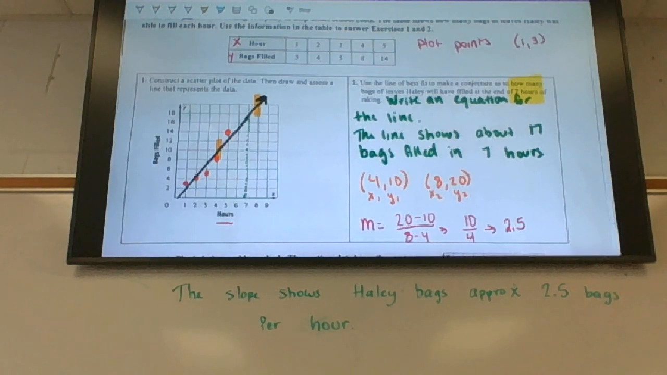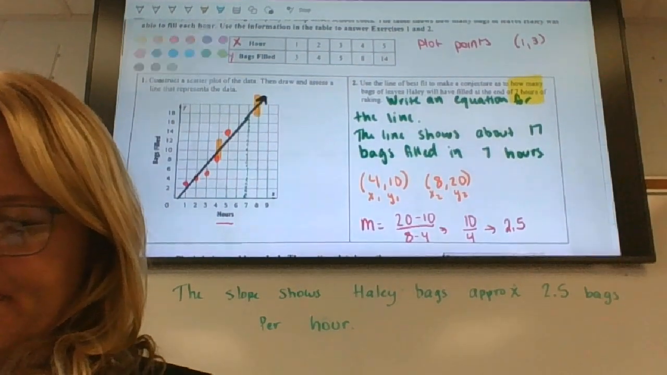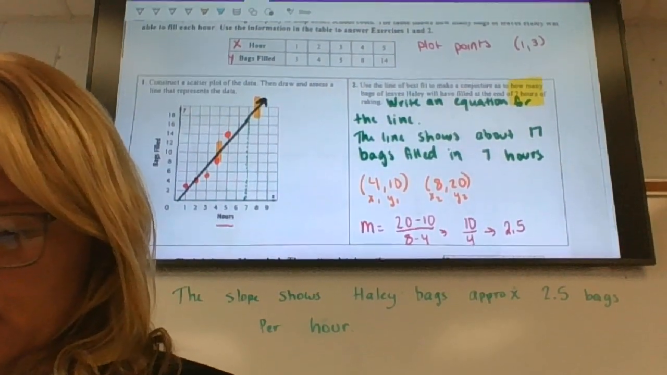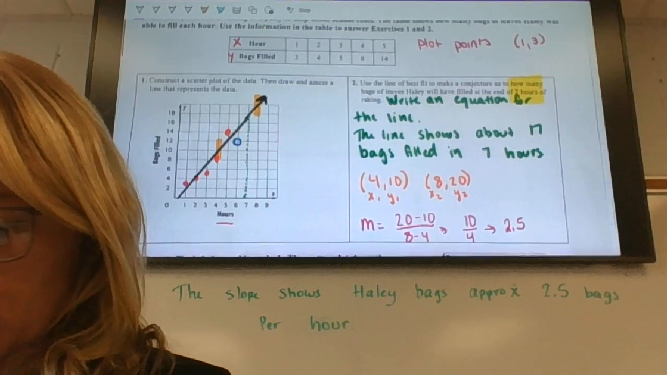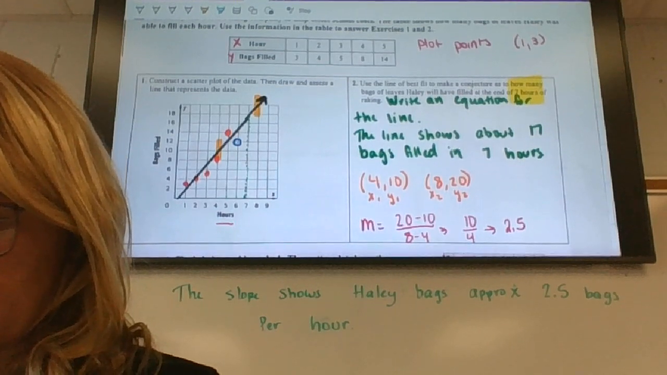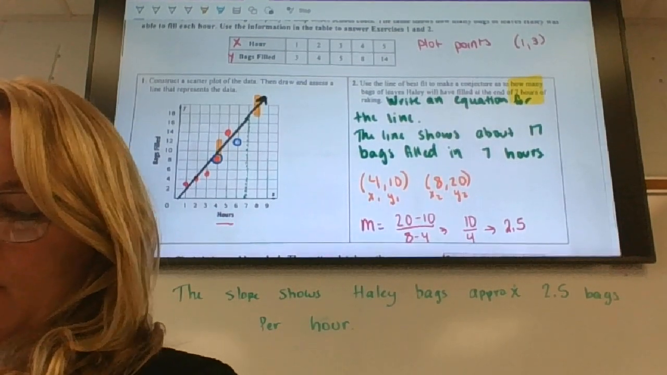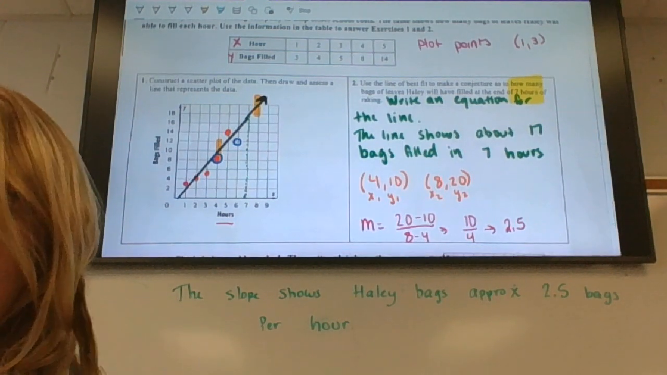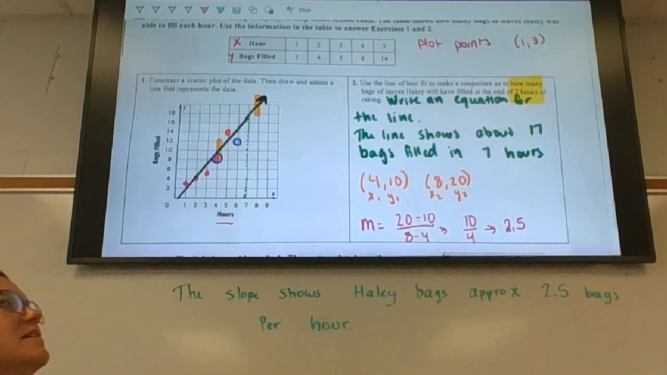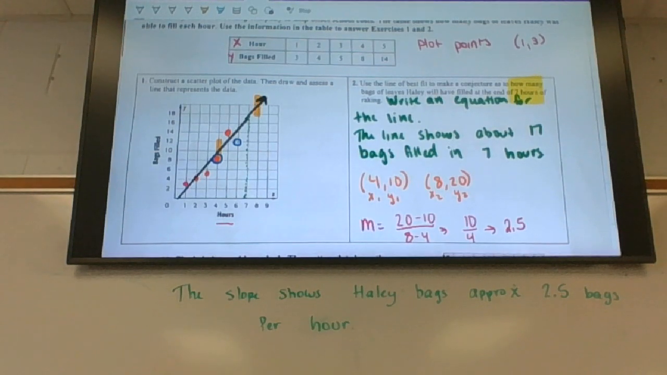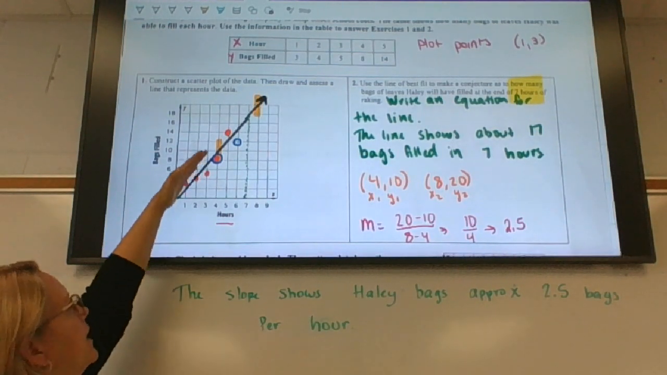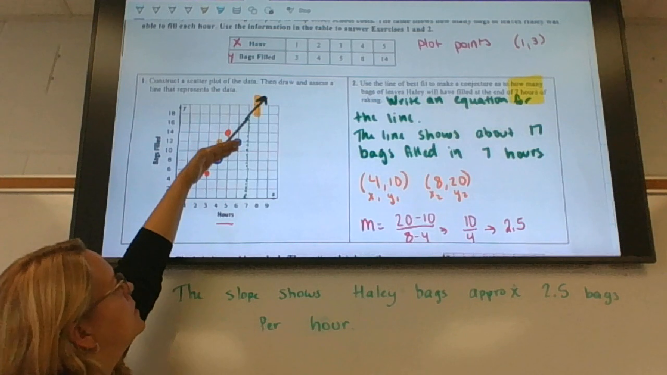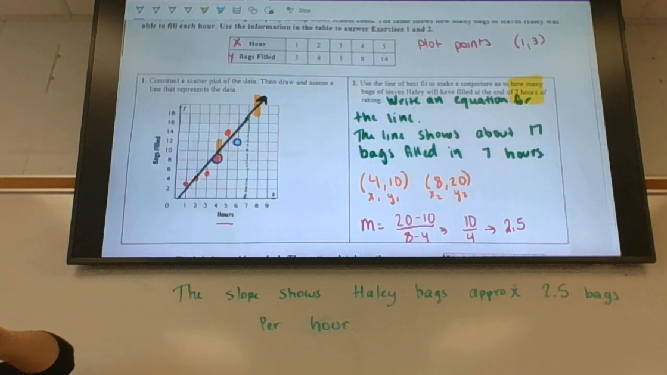Let's hear it. What points did you pick? Oh wow. Okay, your line's going a little bit lower. Cool. What was your slope? 2. Where did it 2? You got 2 too? And totally different points. Yeah, that's good. So your lines are lower than mine. Your slope is a little less steep.